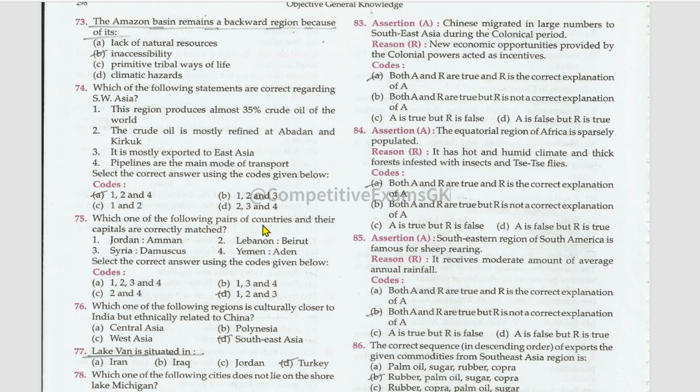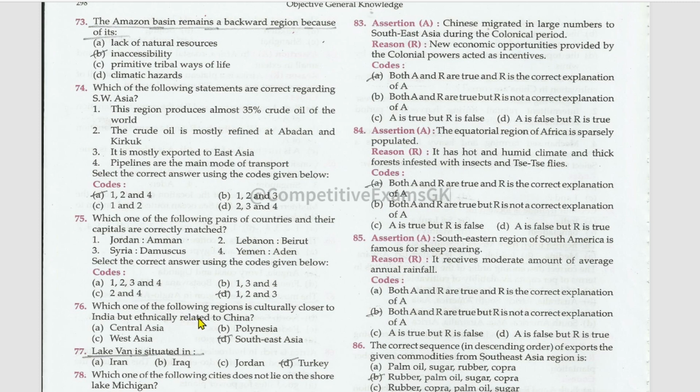Which one of the following pairs of countries and their capitals are correctly matched? Jordan, Amman, right? Lebanon, Beirut, right? Syria, Damascus, right? Yemen, Aden, no, false.